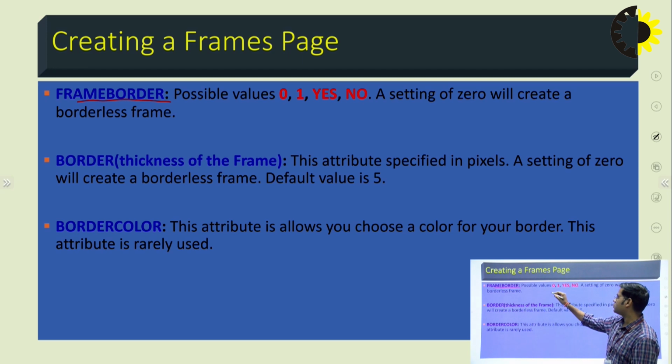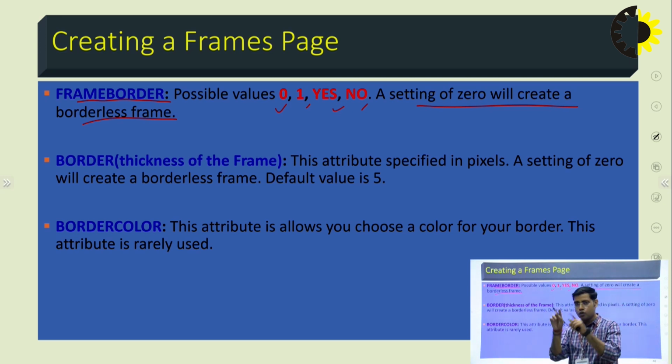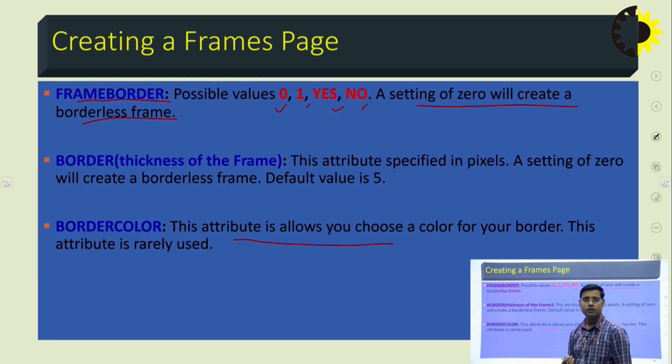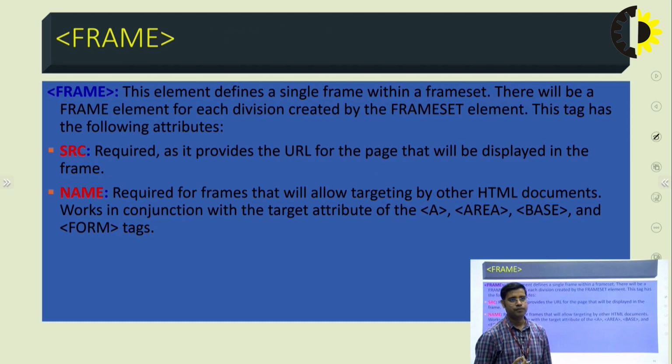The possible values are 0, 1, yes, no. A setting of 0 will create a borderless frame. If you provide the value 0, that means there is no border for the particular frame. Then border thickness of the frame: this attribute is specified in pixels. Border color: this attribute allows you to choose a color for your border, but this attribute is rarely used.